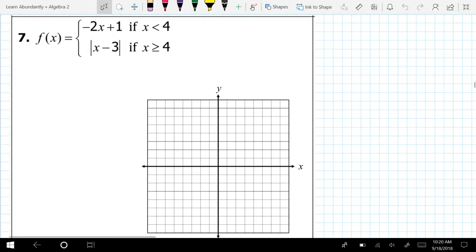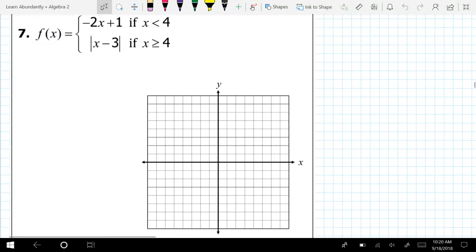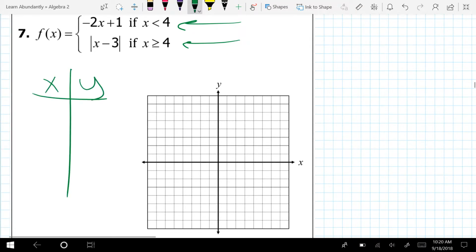I wanted to help out because this is piecewise functions. So I'm looking at number 7 here. Piecewise functions, we have two functions here. We've got one that's just a line and one that is an absolute value, which might be a line, it might be a V shape. So what we're going to do is I want to start doing it the easiest way possible. So I'm going to go ahead and make a table of x's and y's, or f of x's, right?